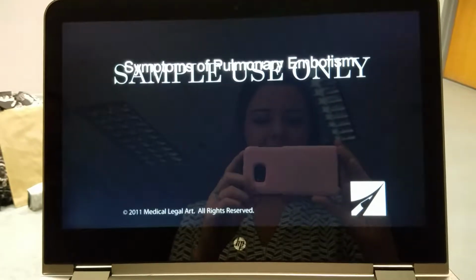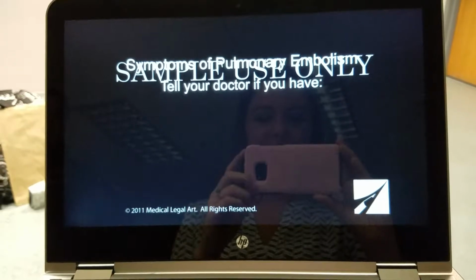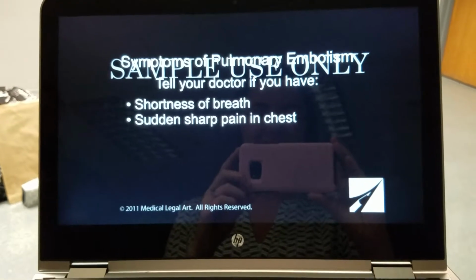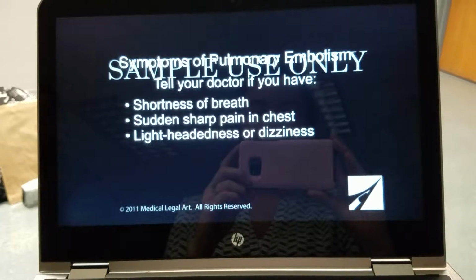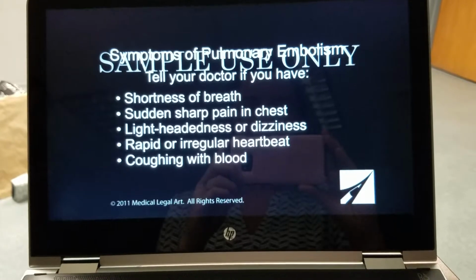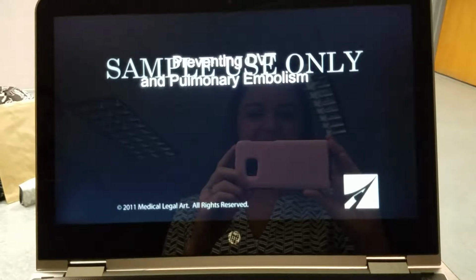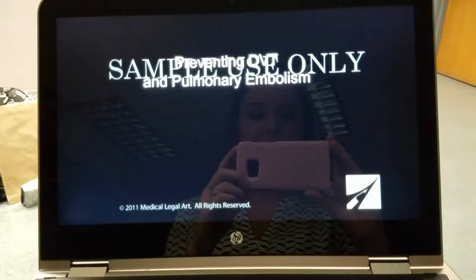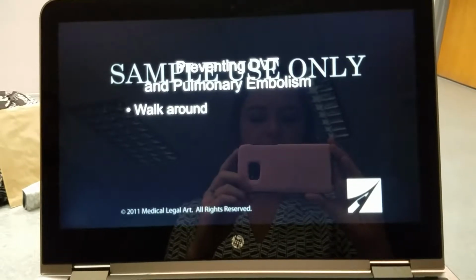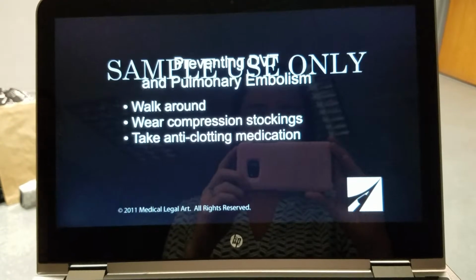If you experience symptoms of PE, please tell your doctor or nurse immediately. These symptoms may include shortness of breath, a sudden sharp pain in the chest, a feeling of lightheadedness or dizziness, rapid or irregular heartbeat, or coughing that produces blood. To help prevent deep vein thrombosis and pulmonary embolism, your doctor may require you to do the following. Walk around periodically to keep the blood from pooling in your legs. Wear compression stockings, and take anti-clotting medication.